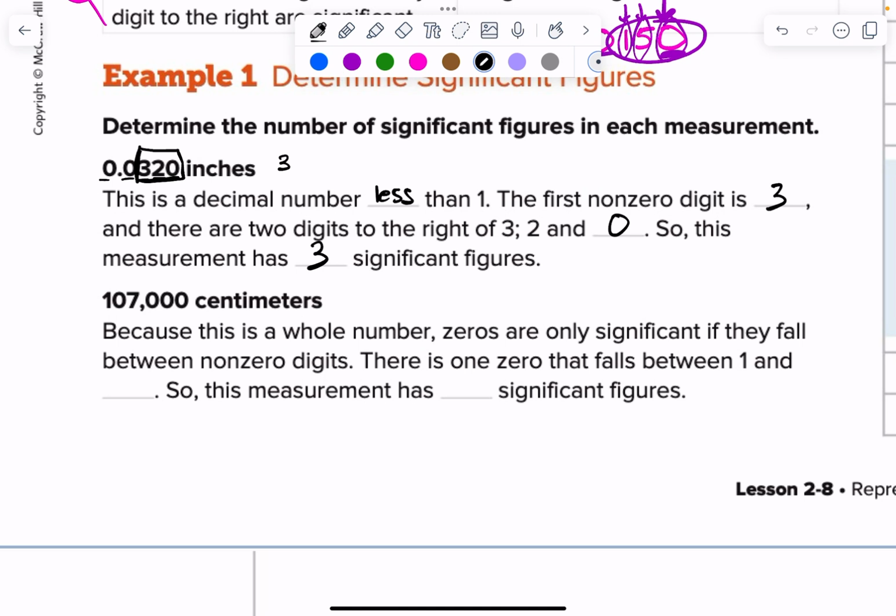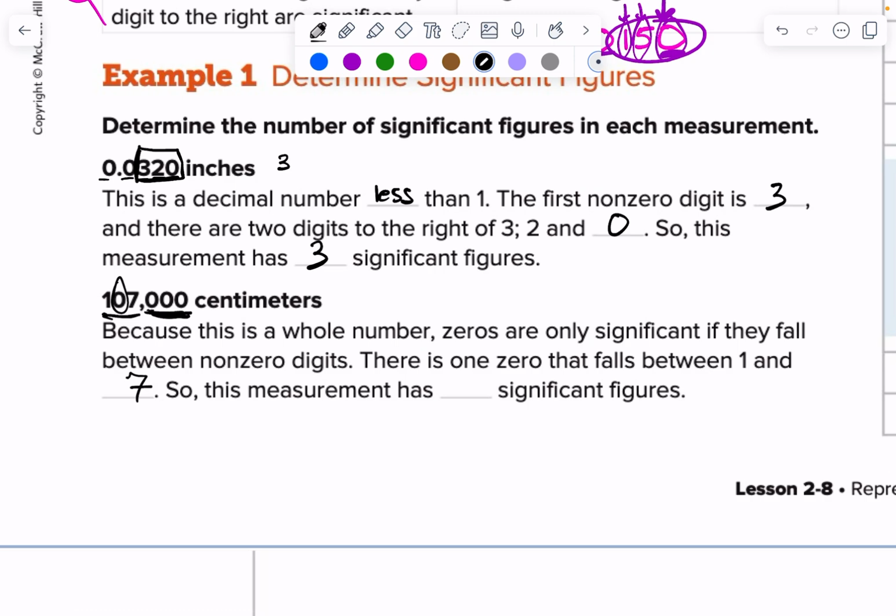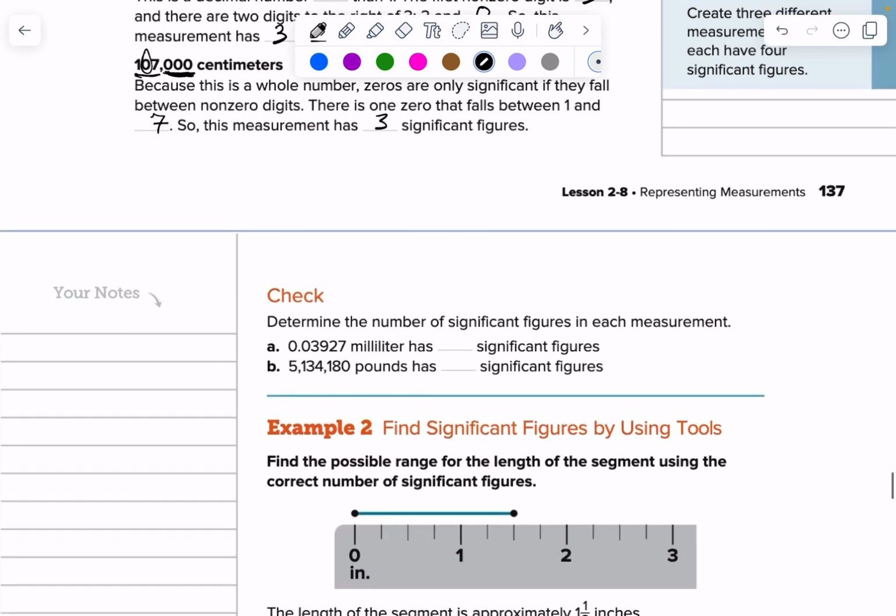All right, these 3 zeros are not significant, because this is a whole number. Zeros are only significant if they fall between non-zero digits. So this 0 is going to be significant, but these zeros are just basically spacing the decimal. So these 3 zeros are not significant, but these 3 numbers are. There is 1 0 that falls between 1 and 7. So this measurement has 3 sig figs, including that first 0. Okay, all right, sig figs, done.